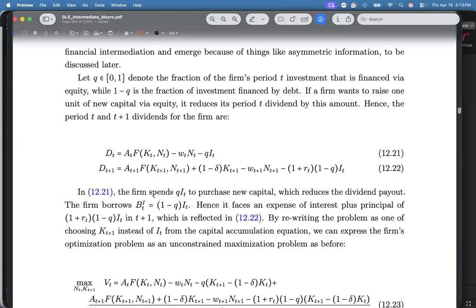Okay? Meanwhile, in the future, 1 minus Q of your investment will be bonds. So that's why it's 1 minus Q, which used to be bonds, or B. So these are your bonds. Any questions at all about 12.21 and 12.22? The difference between equity and debt to finance your investment?